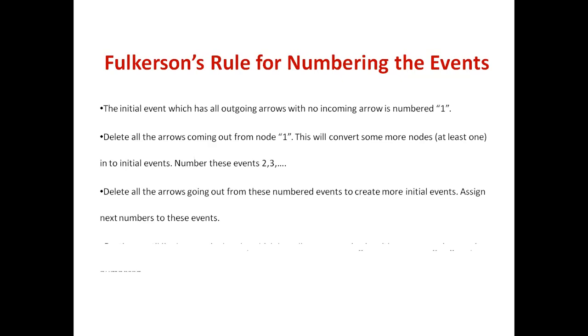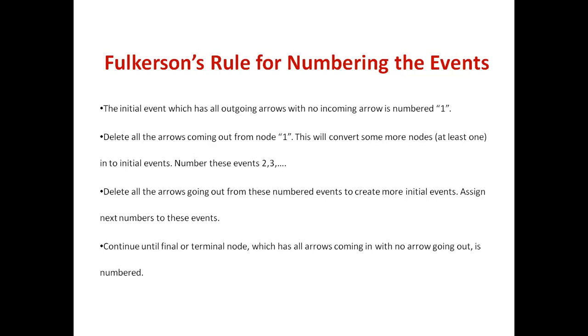So this procedure has to be continued until the final or terminal node is reached, which will be given the last number. That is, continue until the final or terminal node, which has all arrows coming in with no arrow going out. That last event, which has only incoming arrows and no outgoing arrows, has to be given the last number. Okay. I hope you have understood partially.